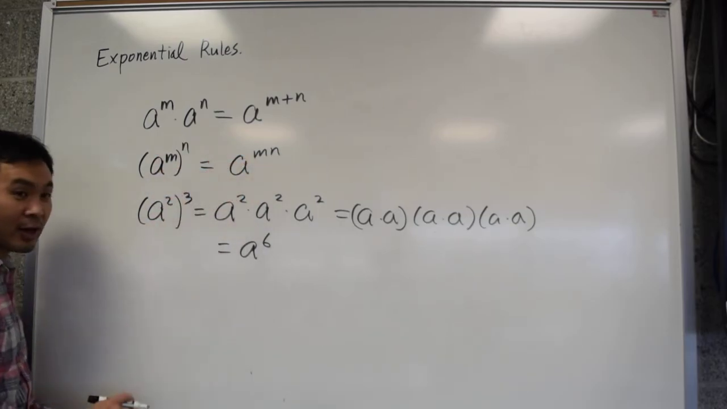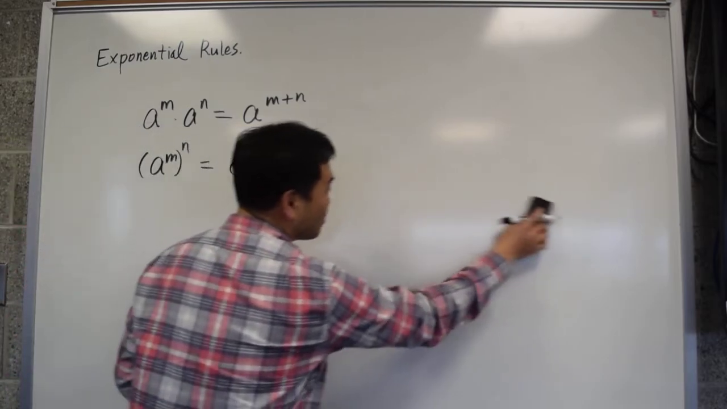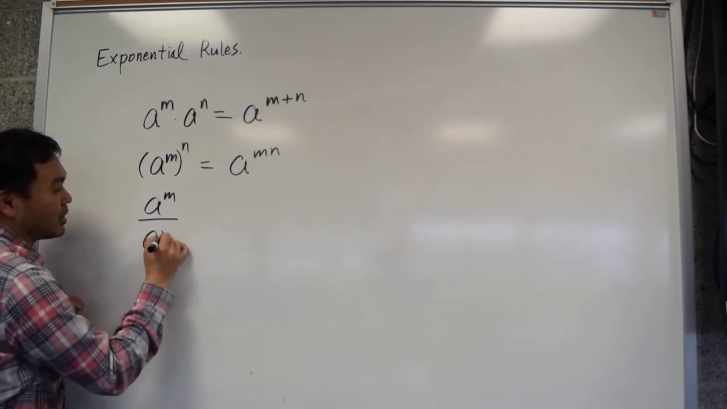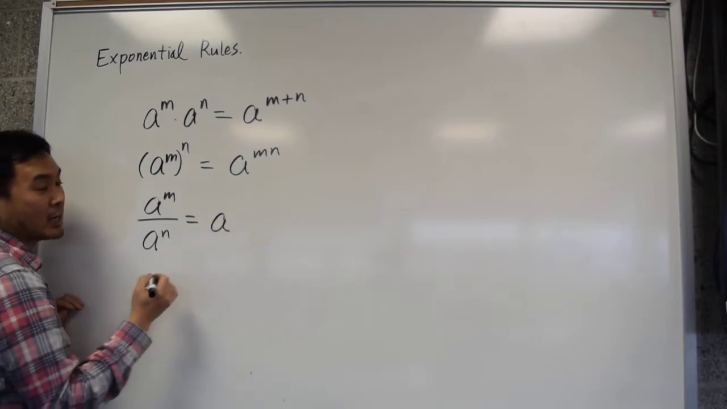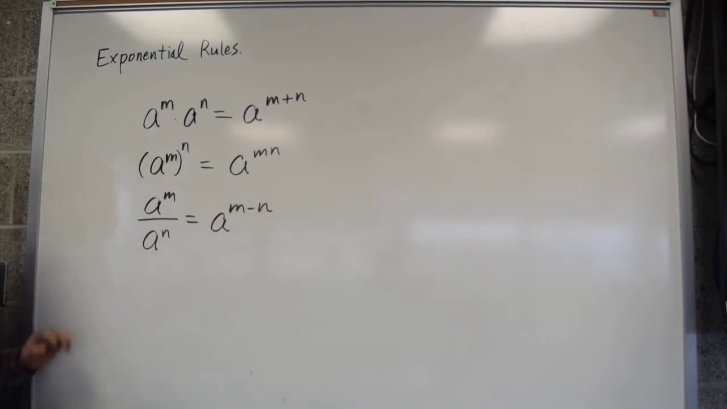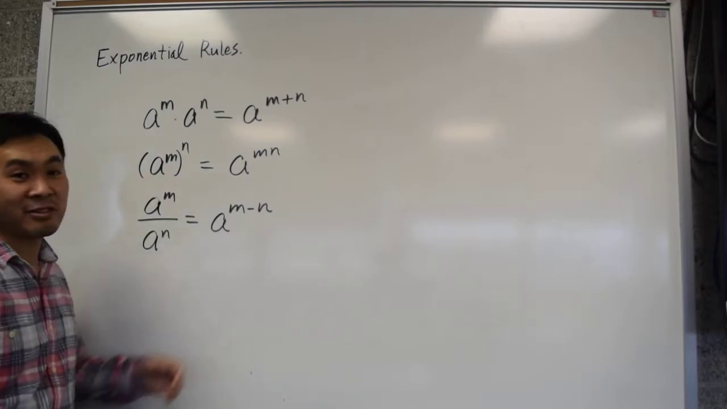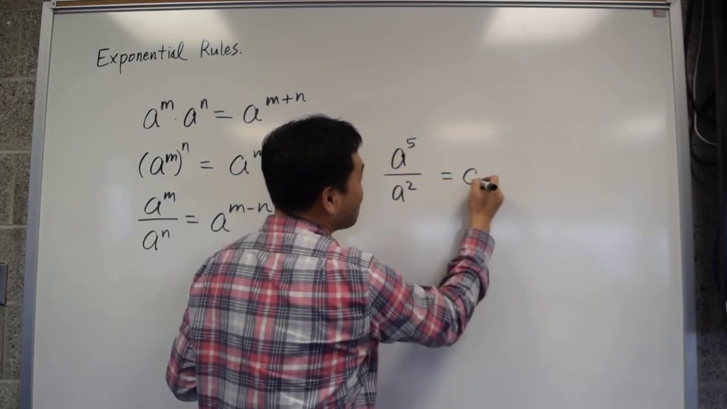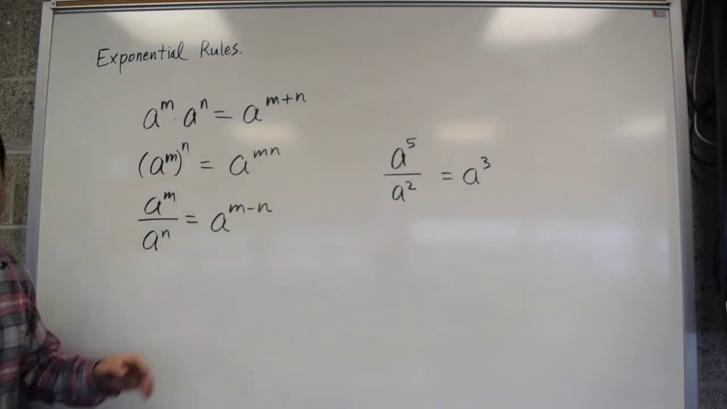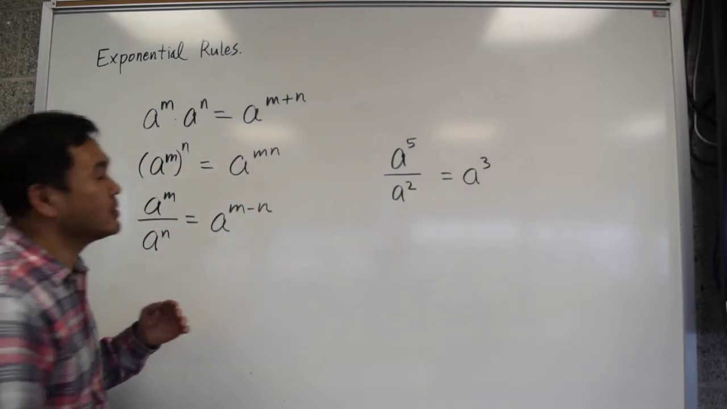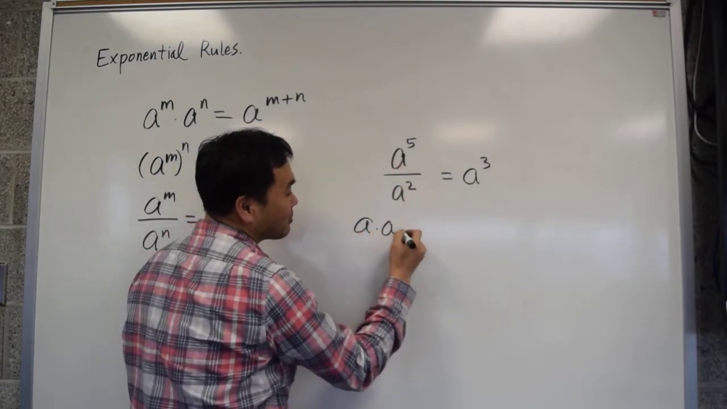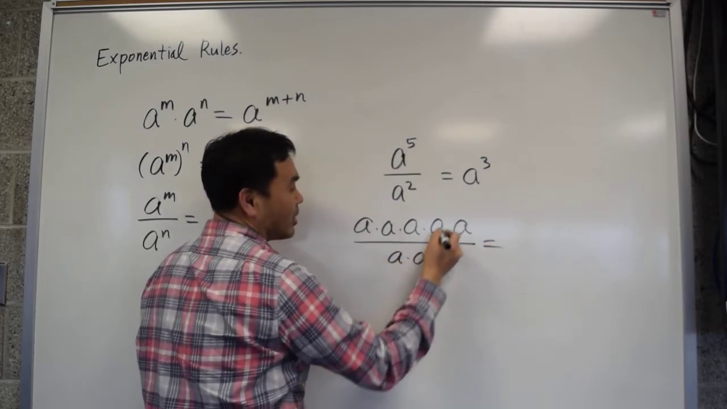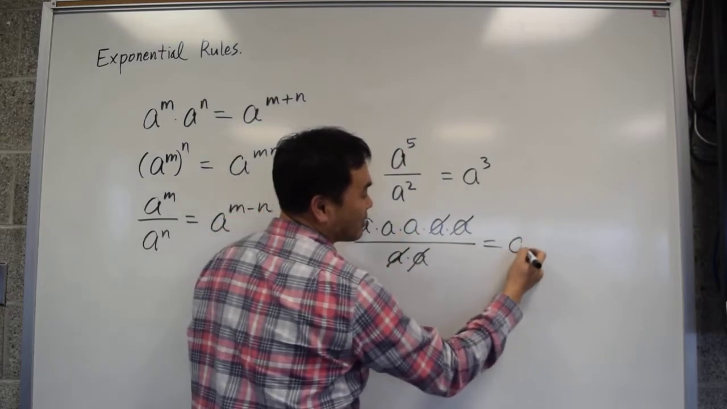Got it? Okay. Now let's try to do another rule. A to the m divided by a to the n is a to the m minus n. Okay. Why is this true? Well, again, a to the 5th power divided by a to the 2nd power is a to the 3rd power. Why is this true? Without using this rule. Can you explain? 5 A's over 2 A's. Right, so on the top you multiply a 5 times, and you divide by a twice, and you can cancel these, and you end up with a times a times a, which is 3.